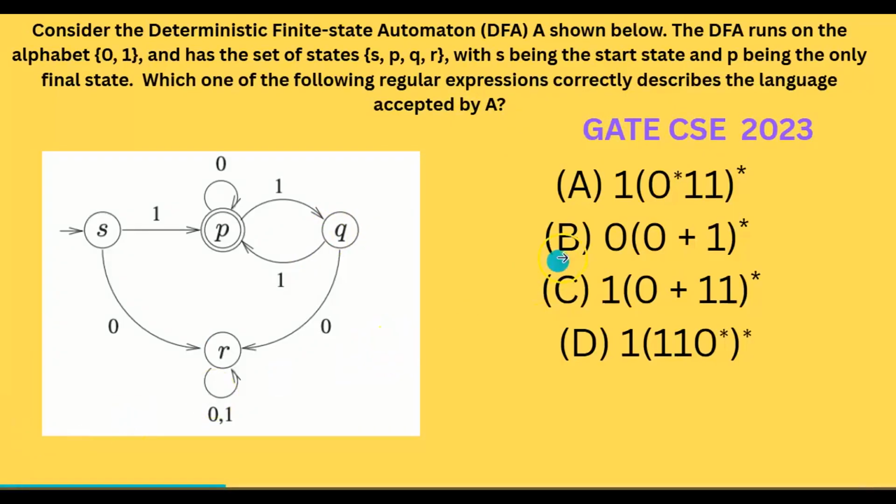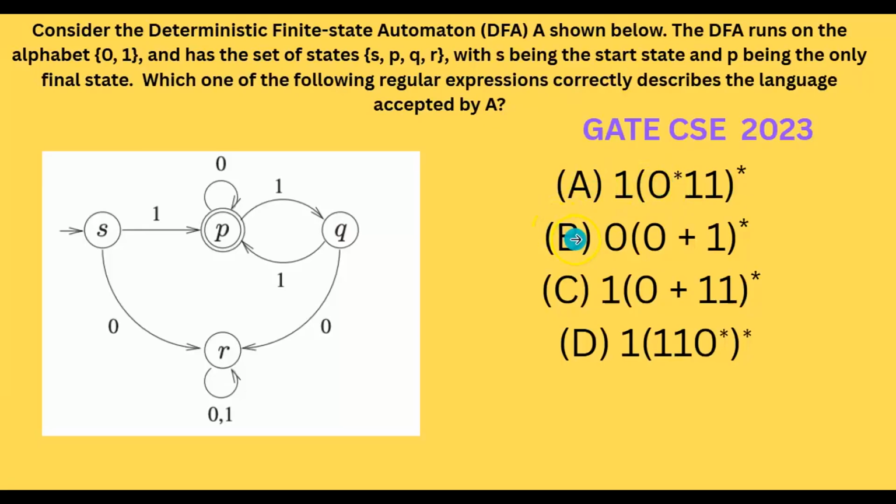Let us see the options. Option A, on having input 1, you are going from S to P. Then you can have 0 or more occurrences of 0. Then you can have a sequence of ones, that means 2 ones, again 0 or more occurrences of the sequence of 2 ones. But again there is a possibility that you can have 0 or more occurrences of 0. That is not mentioned here. So this is not the right answer.